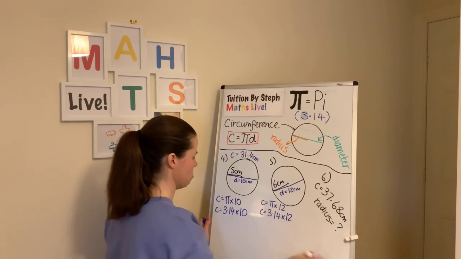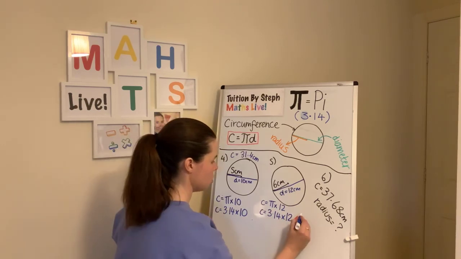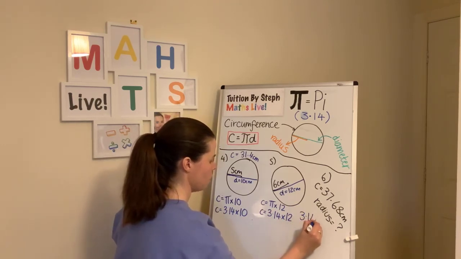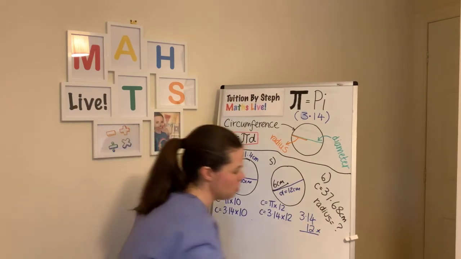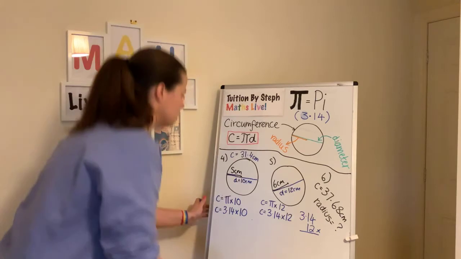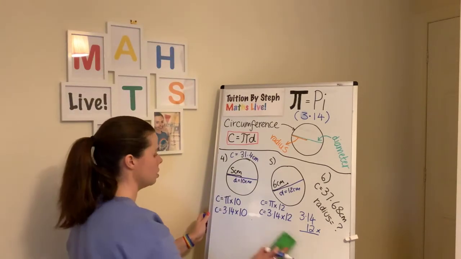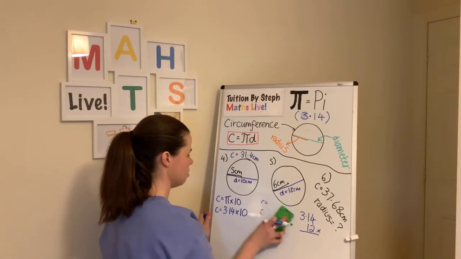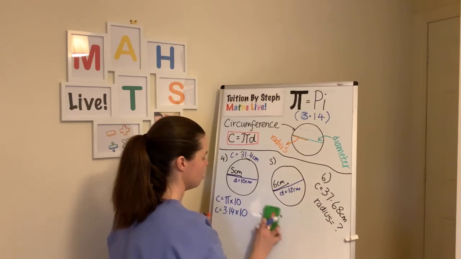I'm not sure I'm actually on the page. Let's do 3.14 times 12. Let me just see if I'm actually on the board. I might be creeping off the board here. Yeah, a little bit. You know what, I'm going to use this space here.